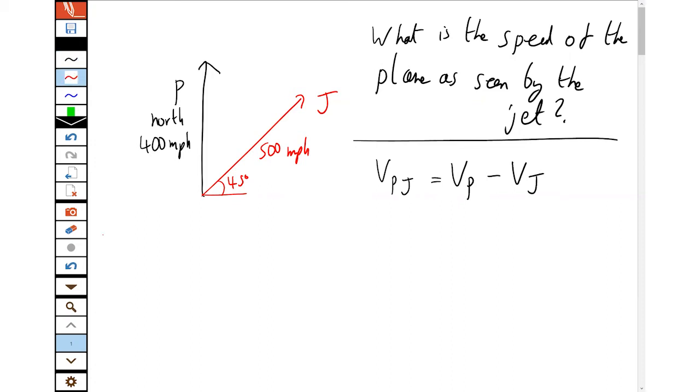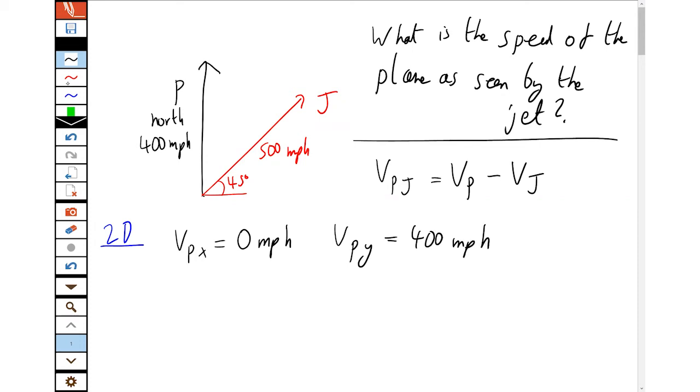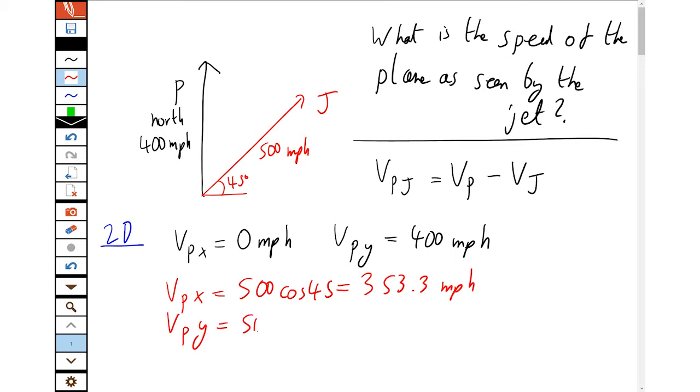Now this is a two-dimensional problem. We have x and y, so we break it up. We do x and we do y. So the velocity of the plane in x is 0 miles per hour. It's not going east or west. The velocity of the plane in y is 400 miles per hour because it's going straight north. The velocity of the jet in x is the velocity times the cosine of the angle, which is 353.3 miles per hour. And the vertical component is 500 times sine 45, which is the same answer.